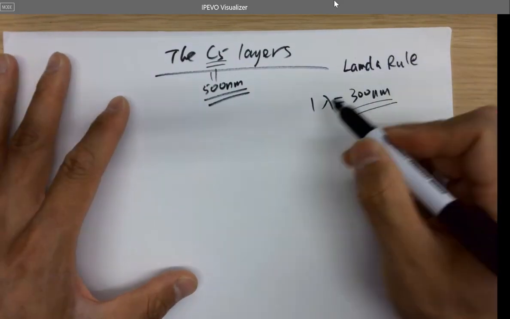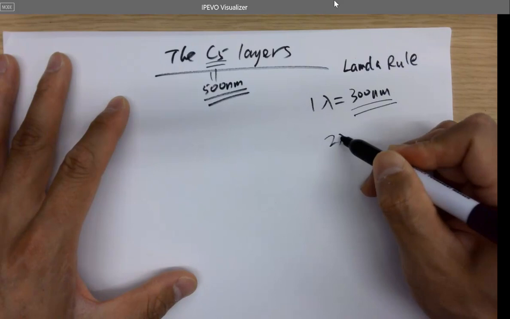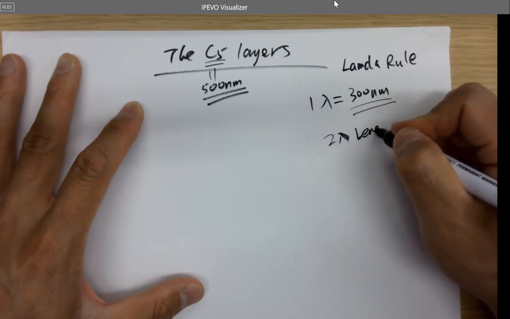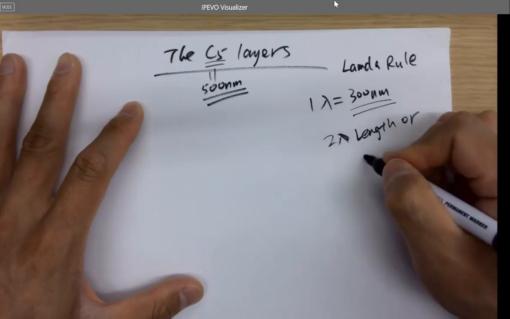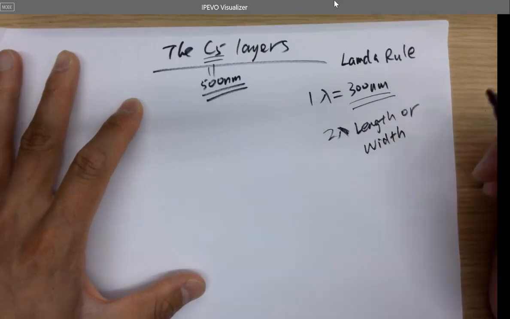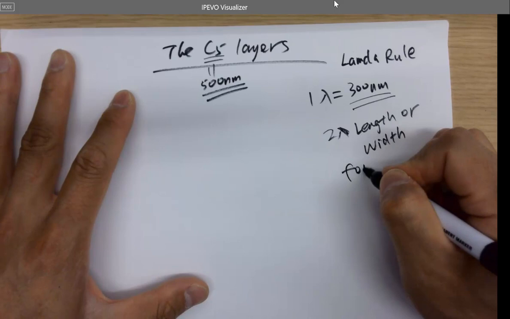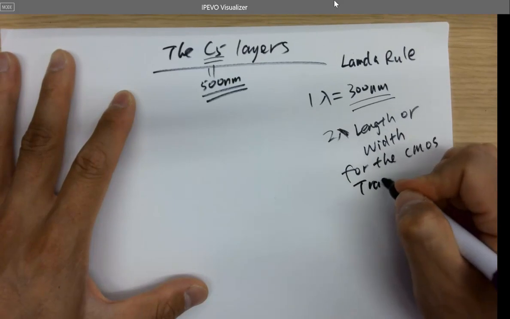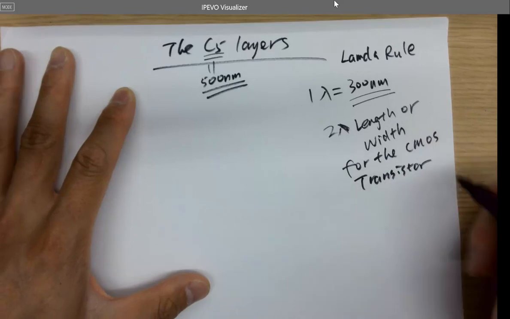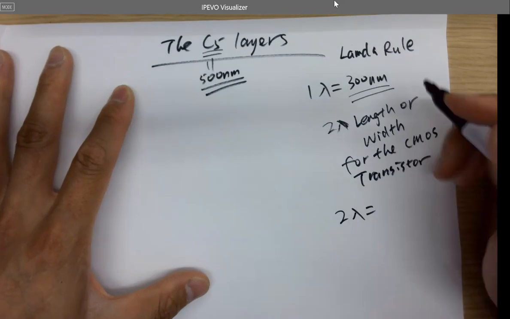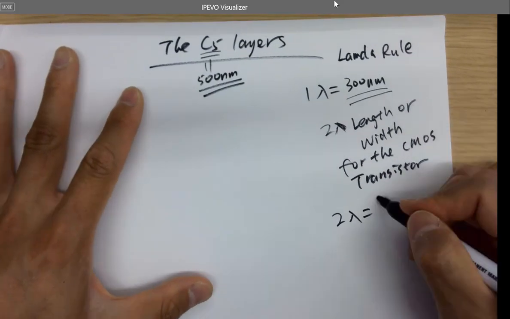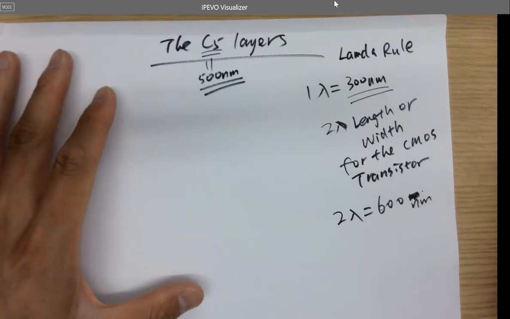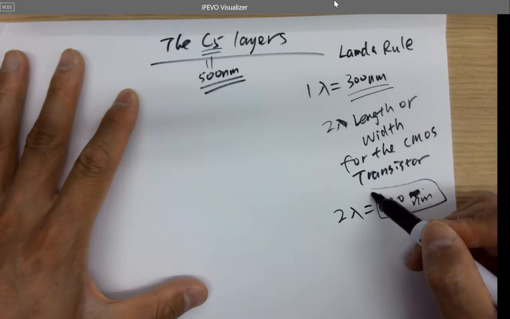So what we do is we use 2 lambda as the smallest either length or width for the CMOS transistors. So 2 lambda equals what? 600 nanometers, right? It's not 500 nanometers.